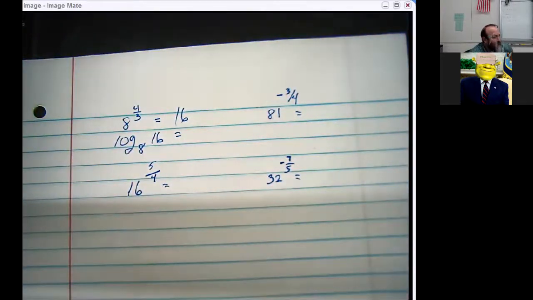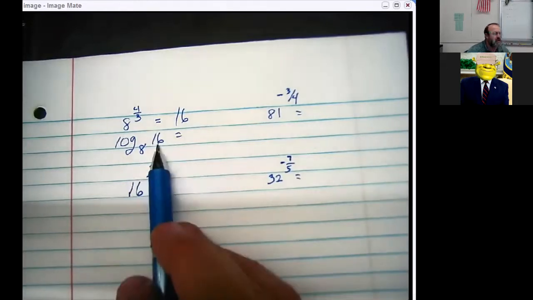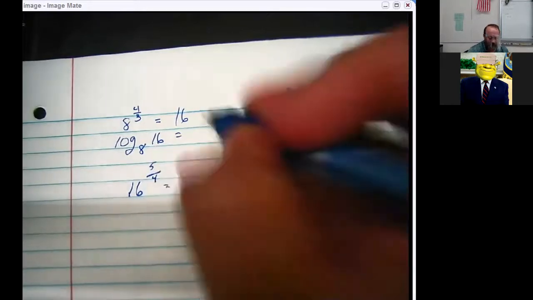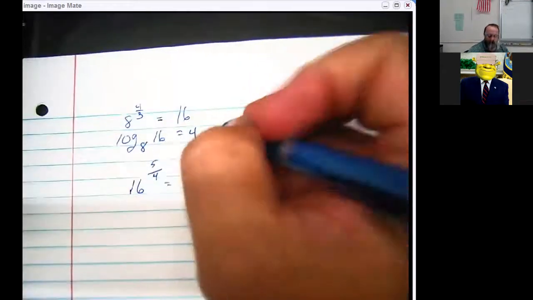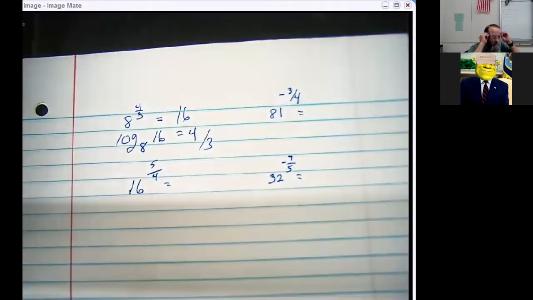Now, before I keep going, you know what the answer is, but think about it. Why is the answer to log base 8 of 16 4/3? Why? Because the cube root of 8 would get me all the way down to the number 2, and could I manipulate the number 2 pretty easily to produce the number 16? Okay, how about this one? What about 81 to the negative 3/4 power?